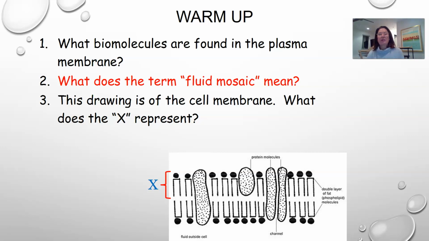So I want you to write this on a piece of paper, and you can take a picture of it and email it to me. Number one, what biomolecules are found in the plasma membrane? Remember, plasma membrane is the same as cell membrane. And then number two, what does the term fluid mosaic mean?